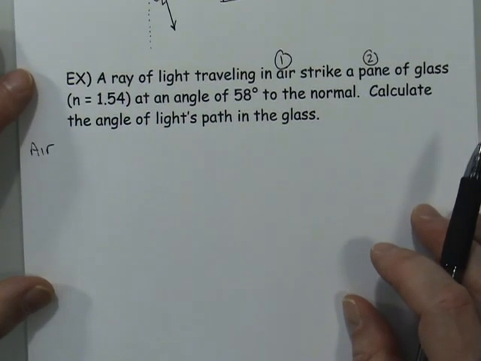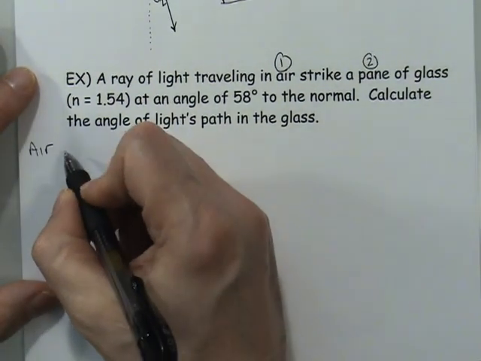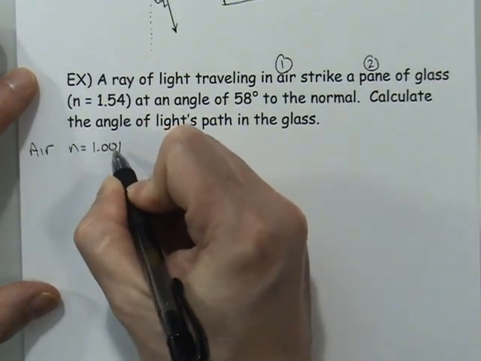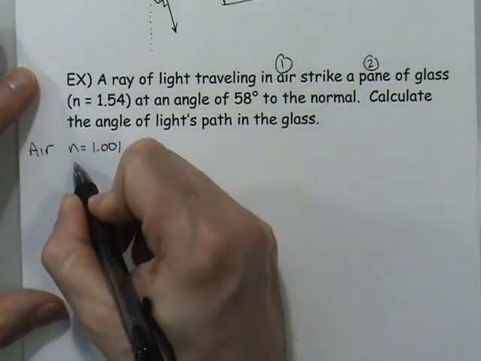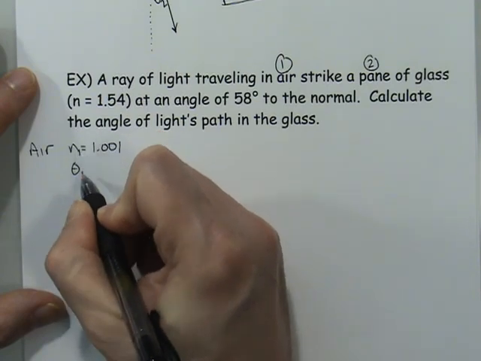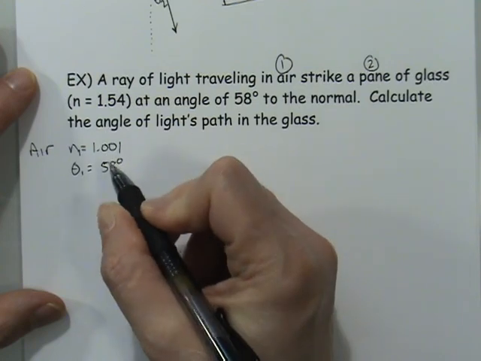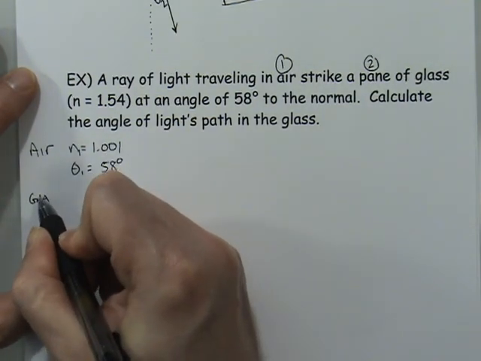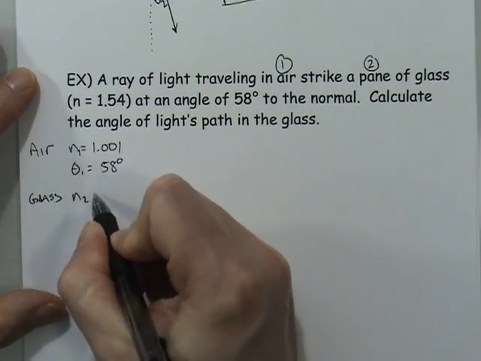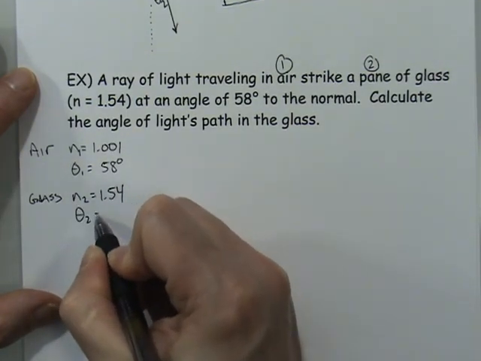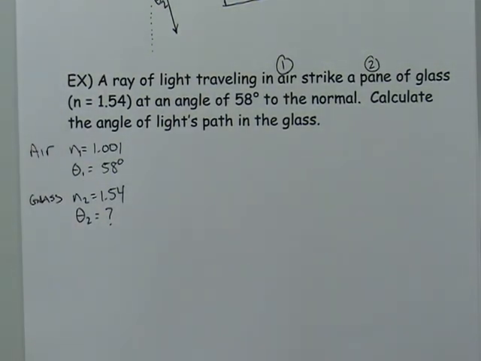the 2 mediums. So in this case, air, which has an index of refraction of 1.01, and it has a theta, that's N1 and theta 1. The theta is 58 degrees. Okay, in the glass, N2, we were told that the index of refraction is 1.54, and what I'm looking for is this angle. I want to know what is the angle that the light traveled through when it went through the glass.